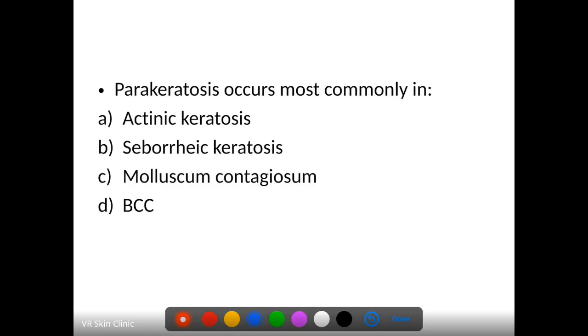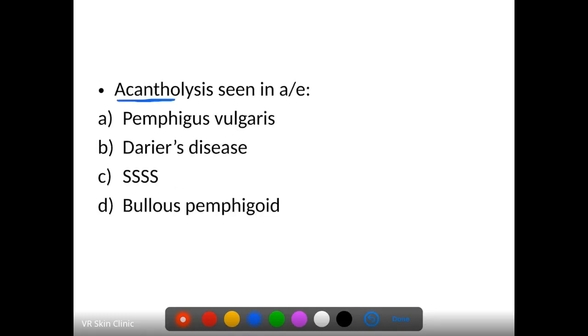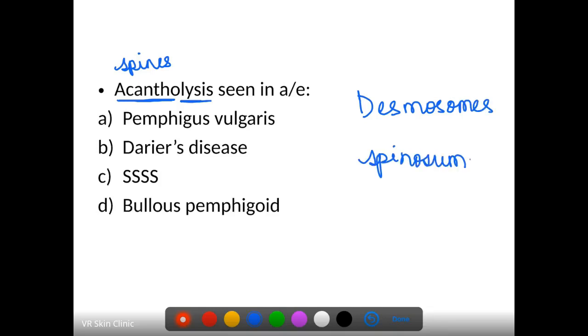Next, acantholysis. Acanthos is spine layer, and there is lysis. Acantholysis involves desmosomes and is seen in the spinosum layer. We see it in a condition called pemphigus vulgaris, because there is antibody against desmoglein 3.